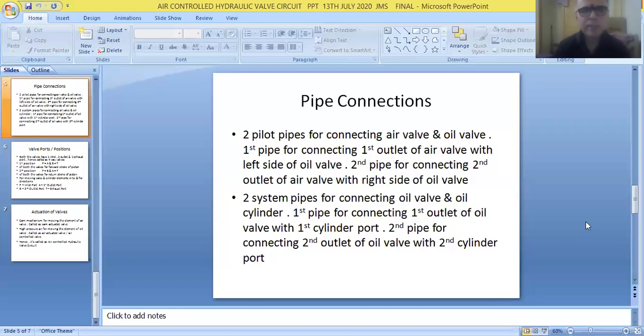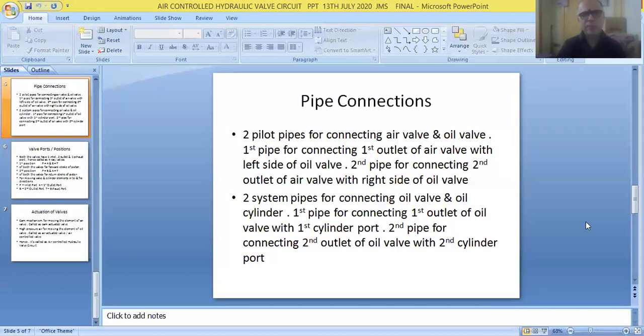And finally, we have talked about system pipelines. System pipelines, two pipelines used for connecting hydraulic valve and hydraulic cylinder. They are called system pipelines. So first pipeline for connecting first outlet of the oil valve with the first port of the cylinder, and second pipeline for connecting second outlet of the oil valve with the second port of the cylinder. So these are the major pipelines.